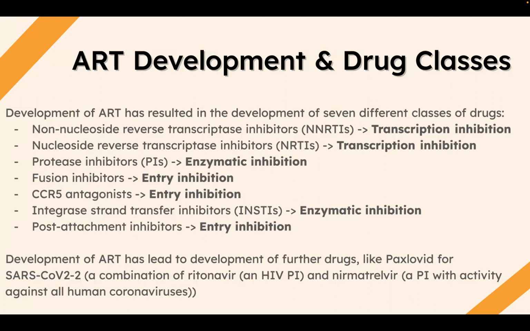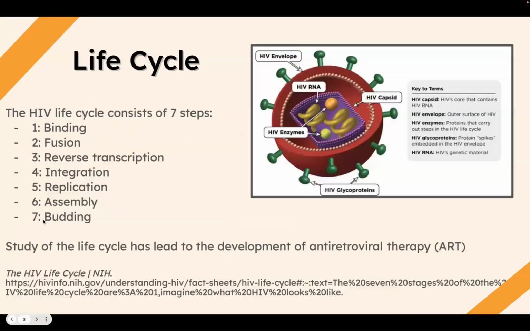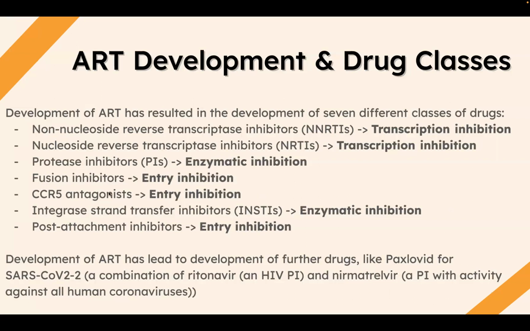Those all work in different entry mechanisms. So like fusion, if we go back to the previous slide where it talks about fusion, that will inhibit the fusion part of that. CCR5 antagonists: the CCR5 receptor is a co-receptor on CD4 positive cells, and HIV uses both to bind. So if you can use an antagonist on CCR5, you can stop HIV from even binding to the cell. Yeah. And then the last thing that we have is enzymatic inhibition.